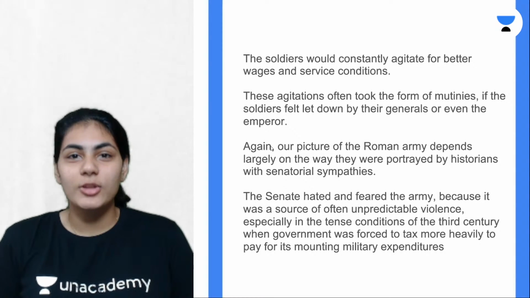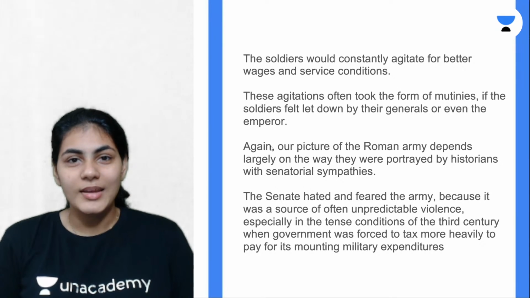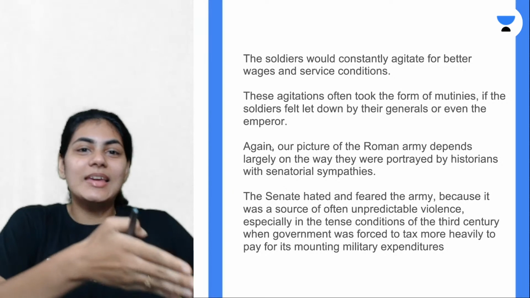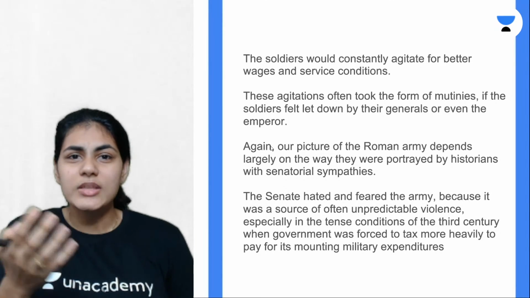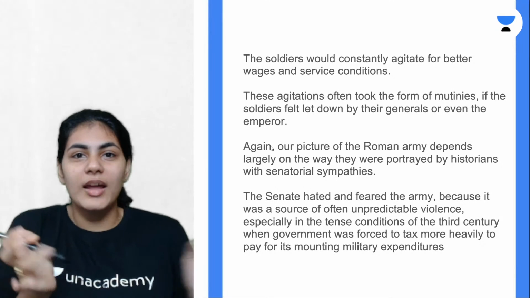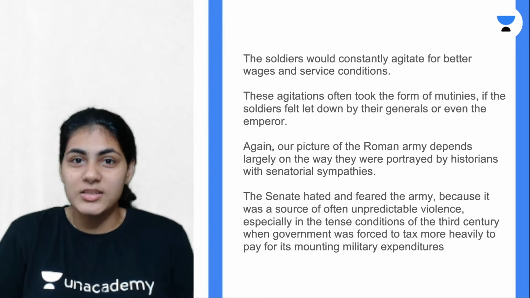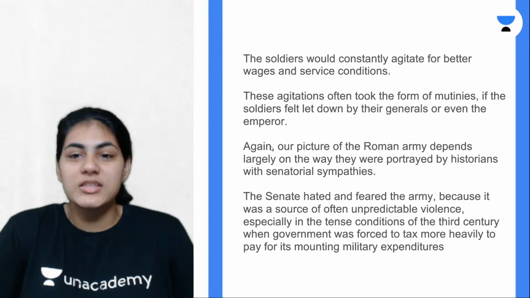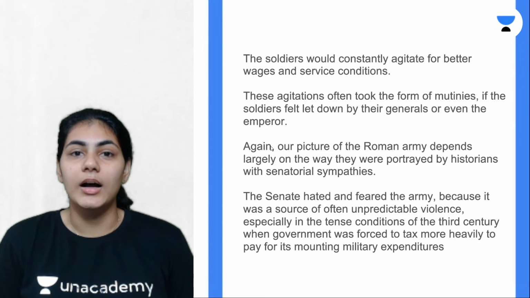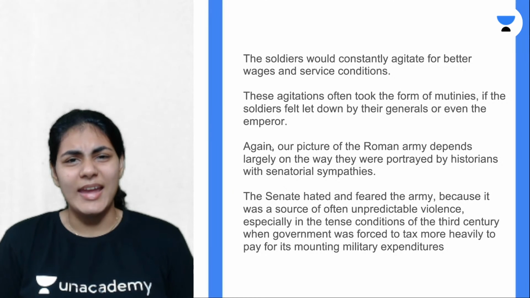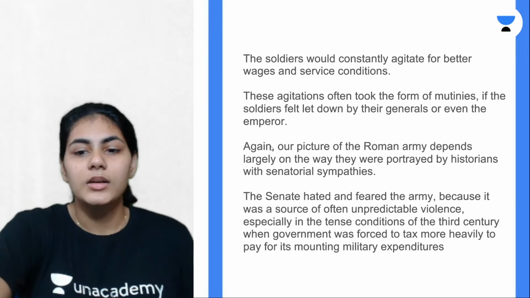Actually, aristocrats were the people who were paying a lot of tax to the emperor. That tax is being given to the soldiers in the form of salaries. So it's almost like taking money from the aristocrats and giving it to the soldiers. Obviously, why will aristocrats like it? Because they're losing their money. Nobody wants to lose their money. So that is why senatorial people often, I won't say hated, but they disliked the Roman army.